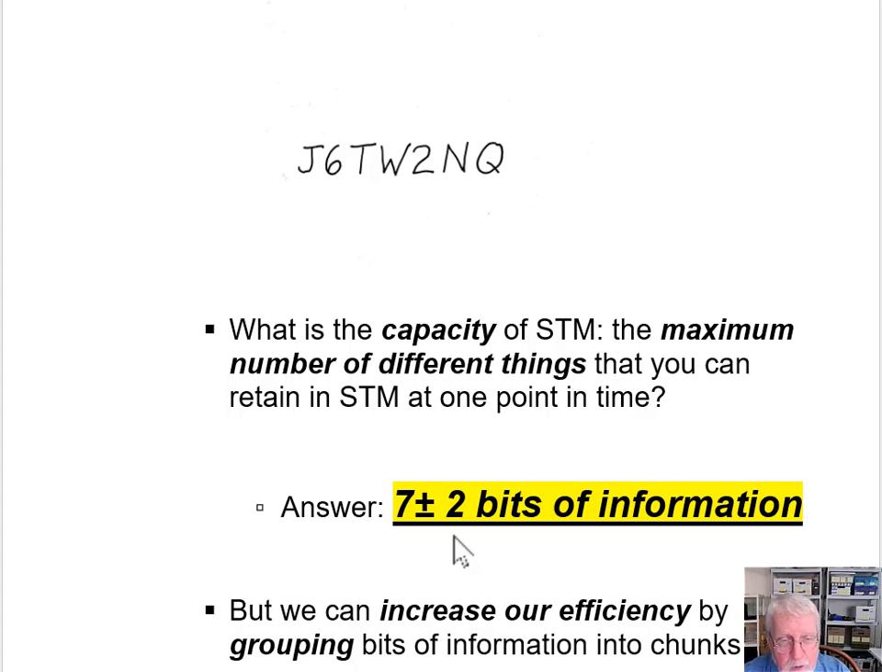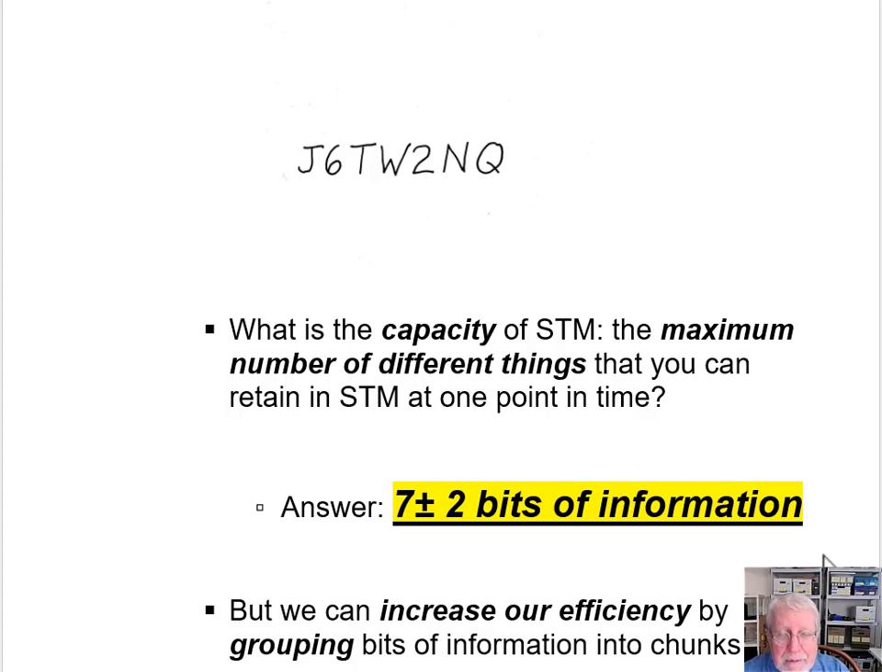There's variability across people, and there's also variability within people. When you're on a really sharp day, you can keep 9 bits. If you're not doing so well today, maybe you can only keep 5. So this is what we mean by the limited capacity of short-term memory. It is a cup that does not hold very much information.